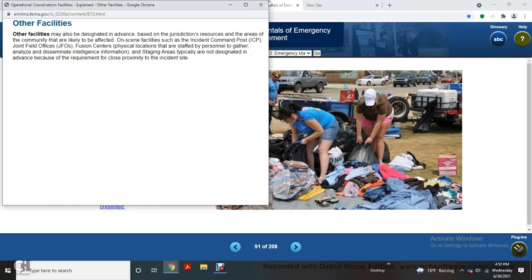Other facilities may be needed based on the jurisdiction and the area of the community likely to be affected. Other facilities include the incident command post, joint field offices, and fusion centers, which are physical locations where staff and personnel come together to analyze and disseminate intelligence information. Staging areas typically are not designated in advance because they are required to be in close proximity to the incident site.